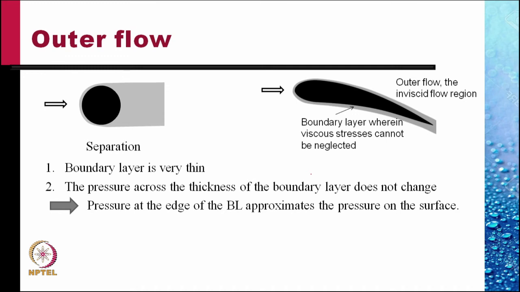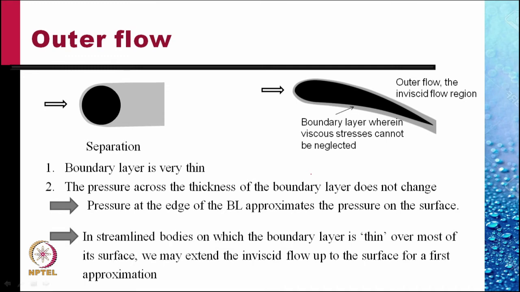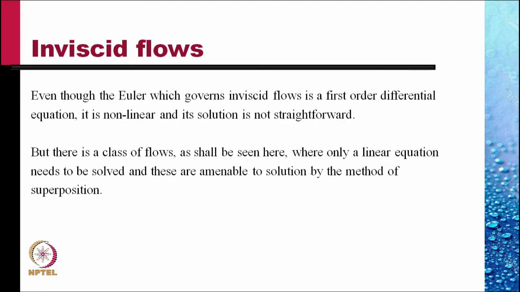Since the boundary layer is thin, over most of a surface in a streamlined body, we may extend the inviscid flow right up to the surface as a first approximation. That's why in aerodynamics, we neglect the boundary layer completely, solve for the inviscid flow right up to the surface of the aerofoil, calculate the pressure from the inviscid flow and assume that that is the actual pressure distribution on the surface of the aerofoil. Even though the Euler equation which governs inviscid flow is a first order differential equation, it is non-linear and its solution is not straightforward.